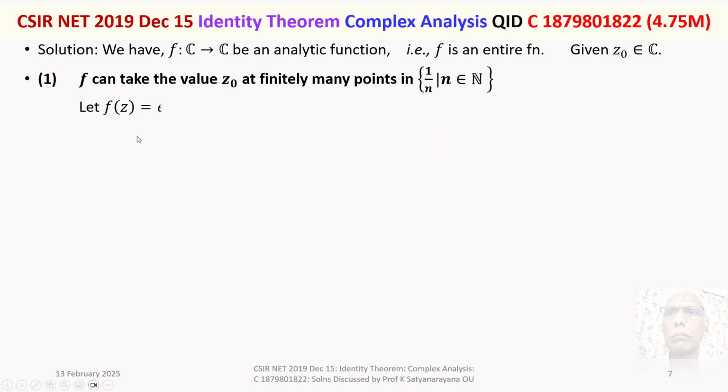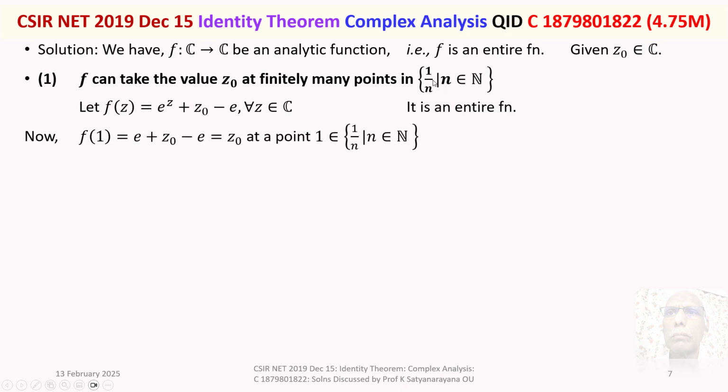Okay. So let f of z be equal to e power z plus z naught minus e for all z belonging to C. It is an entire function because e power z is an entire function and these are all constants. So it's an entire function. Right. Now f of 1, when n is equal to 1: f of 1 will be e power 1, which is e, plus z naught minus e. The e cancels and it comes out z naught. So f takes value z naught at the point 1 belonging to the set of 1 by n.